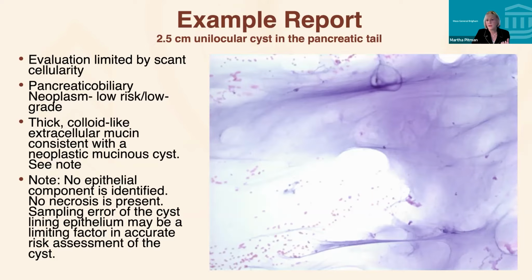I'm going to describe it. I'm going to say that I don't have epithelium to grade it. It could be a sampling error, it could be high grade, but I don't have it on my slide, and they need to correlate it with their imaging. If there's a mural nodule that increases the risk, they should separately aspirate that.